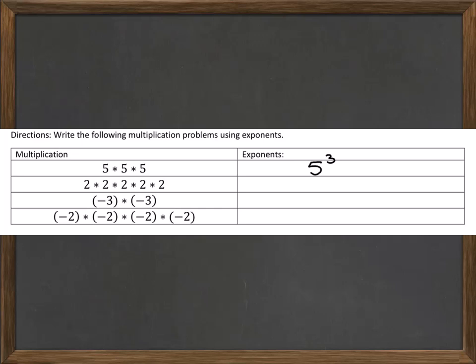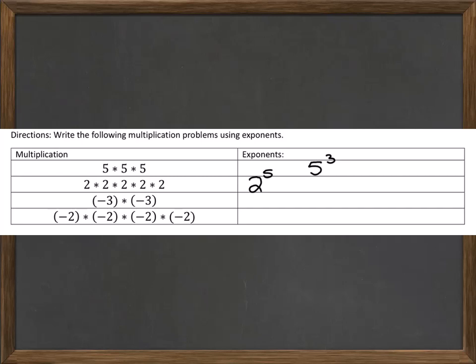So again, 5 to the third power means we're multiplying 5 by itself, 5 times 5 times 5, 3 times, 3 fives. So I want you to take a minute and pause this video, see if you can fill in the rest of the table, and then unpause it and see if you are correct. Let's look at the next row. We have 2 times itself, and we have 1, 2, 3, 4, 5 2's. Therefore, if we want to write this using exponents, we would write it as 2 to the 5th power.